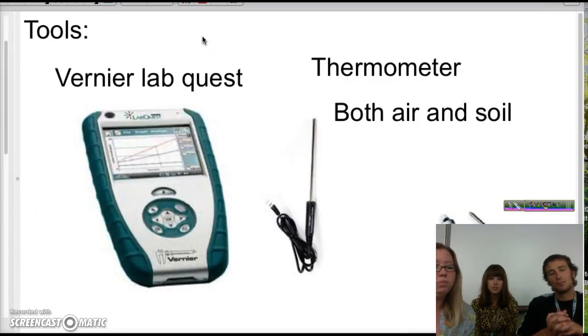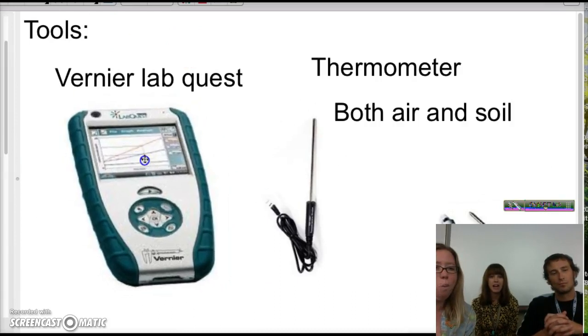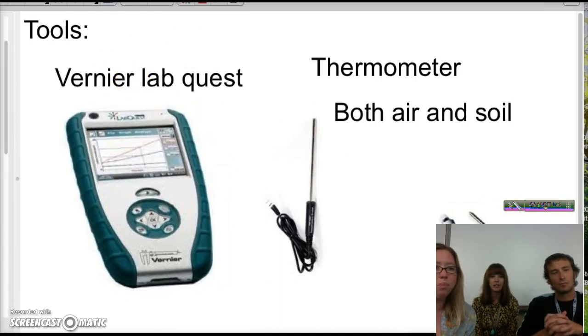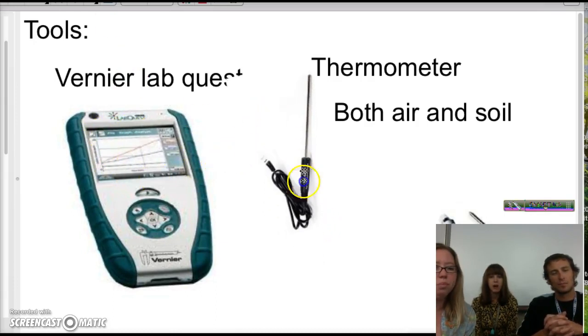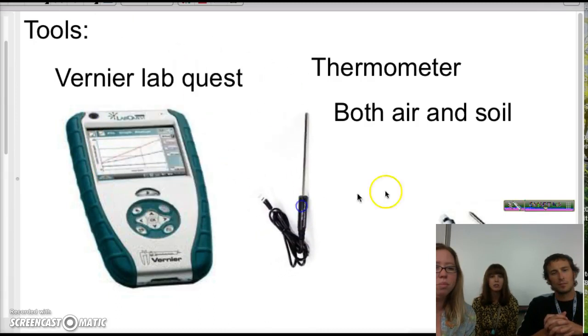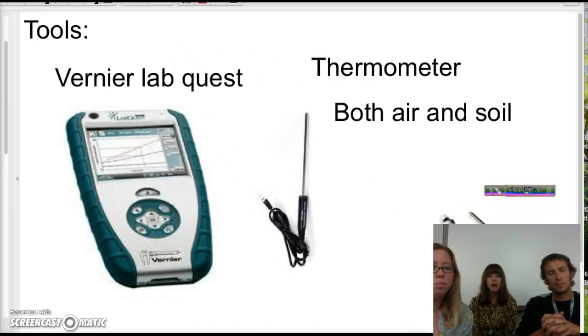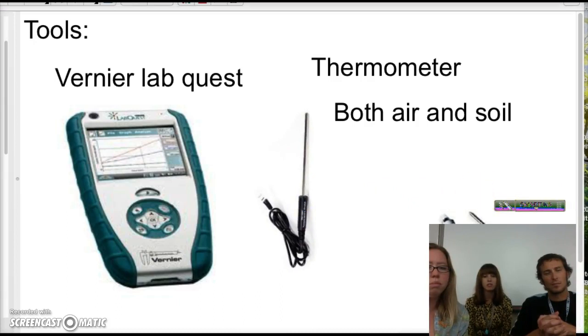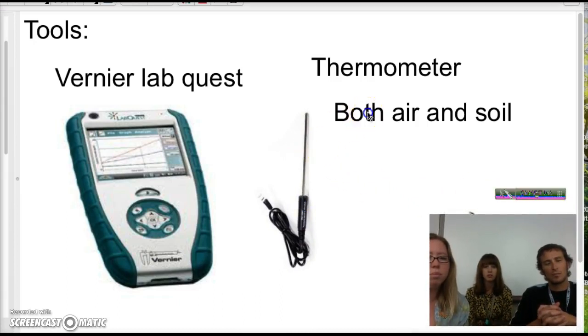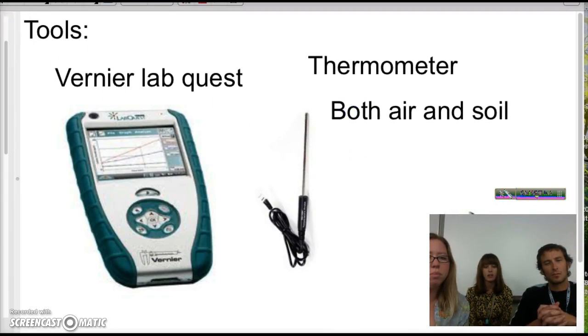So the first tool is this LabQuest Vernier. It's like a little mini handheld computer, and you can plug different measurement tools in there. The first one will be the thermometer, and you'll be using that to collect air and soil temperature. It is important to know that you are taking some notes on this because you will have to be able to know how to use these instruments when we go out into our ecosystem the next day.